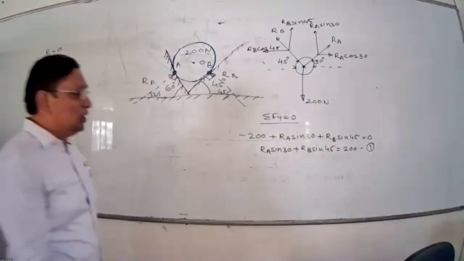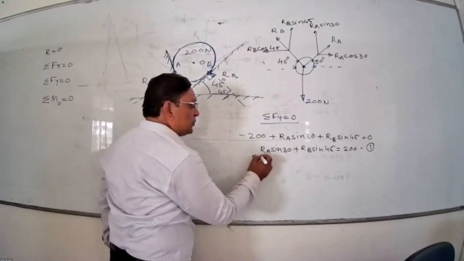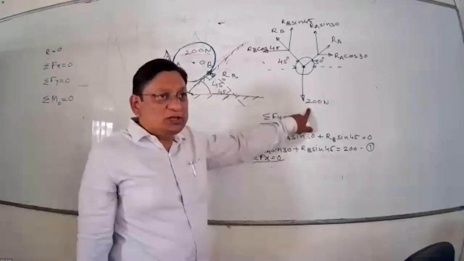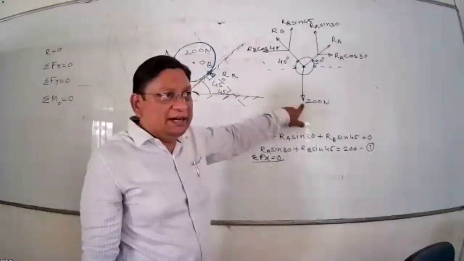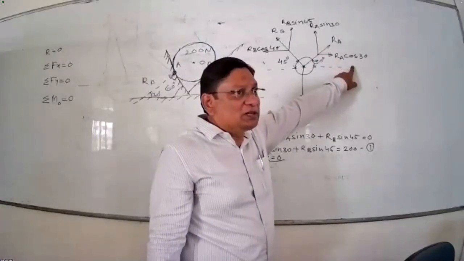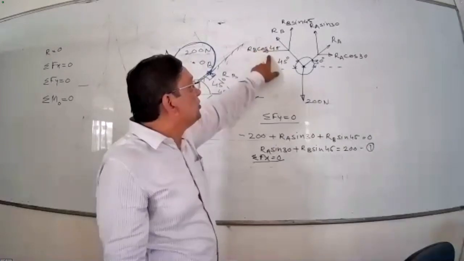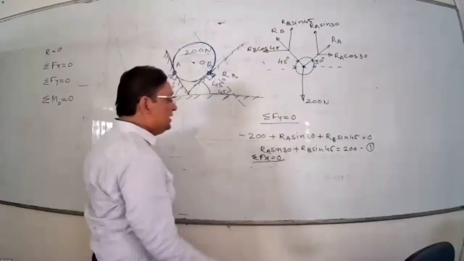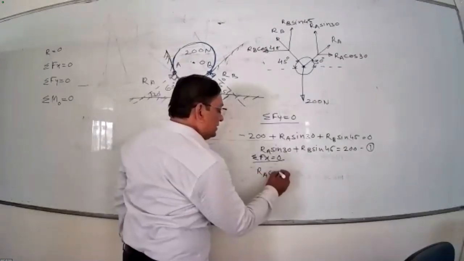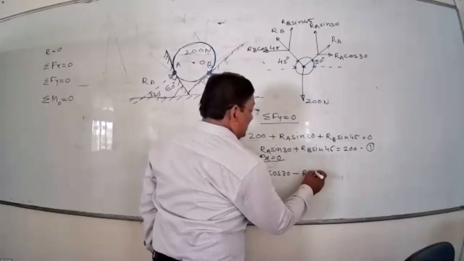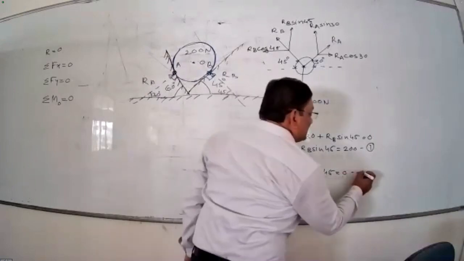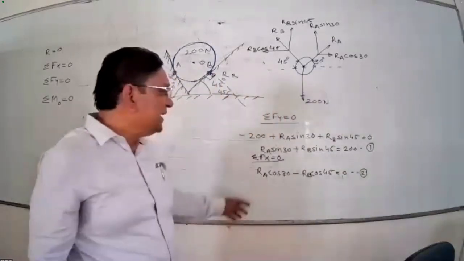Now go for the second condition, summation of Fx is equal to 0. 200 Newton force is vertical force, its x component will be 0. X component of RA is RA cos 30 acting towards right, positive. RB x component is RB cos 45 acting towards left, so it will be negative. So I will say RA cos 30 minus RB cos 45 must be equal to 0, and this is the equation number 2. So here you are getting the two equations in terms of two unknowns.